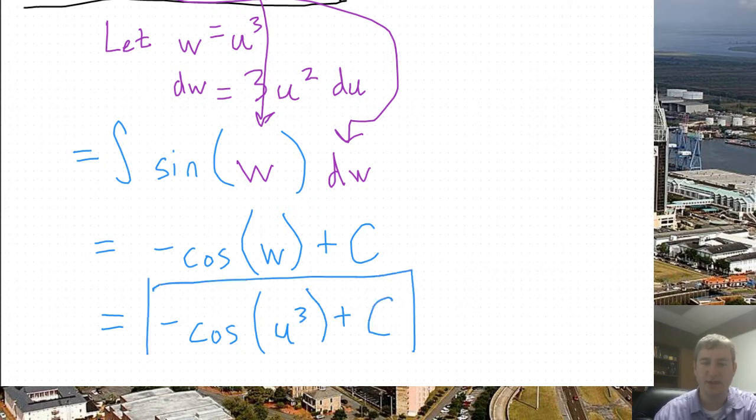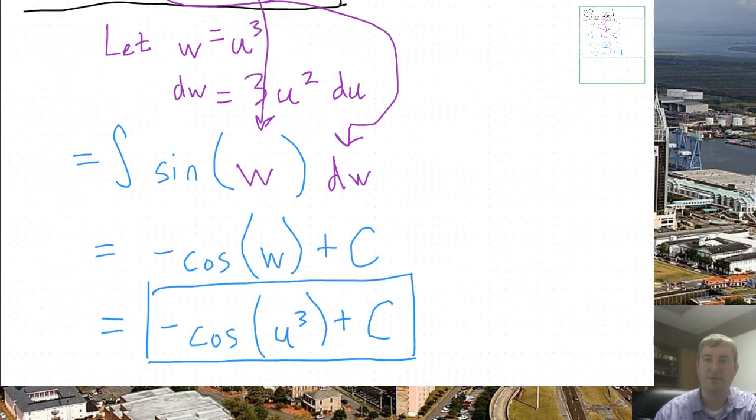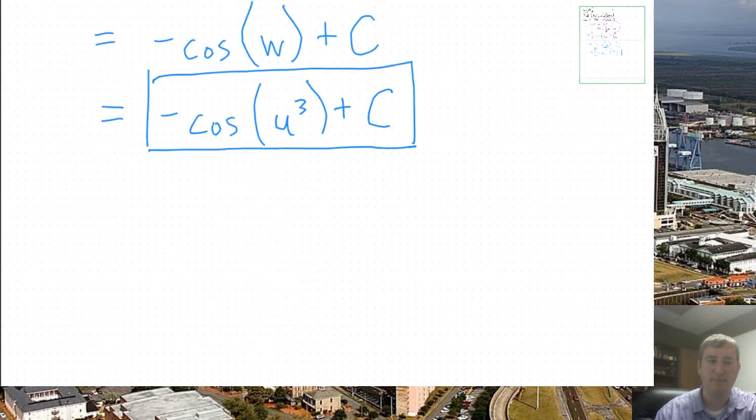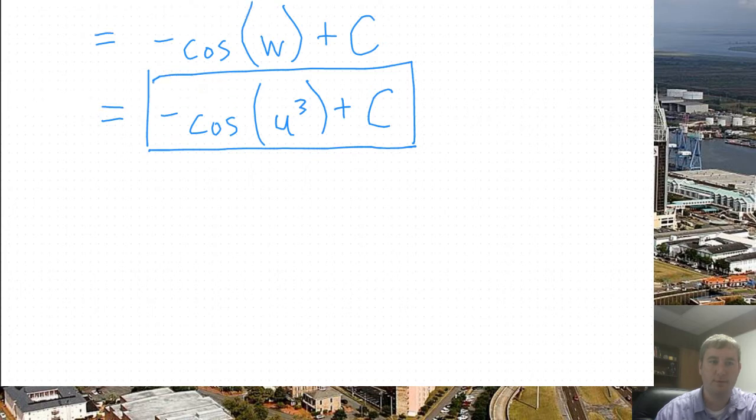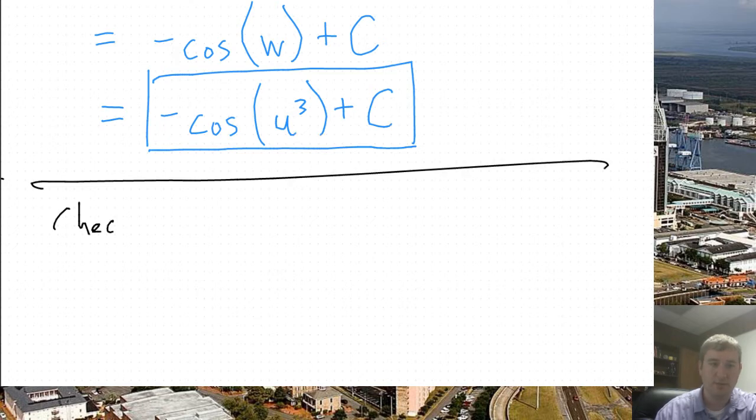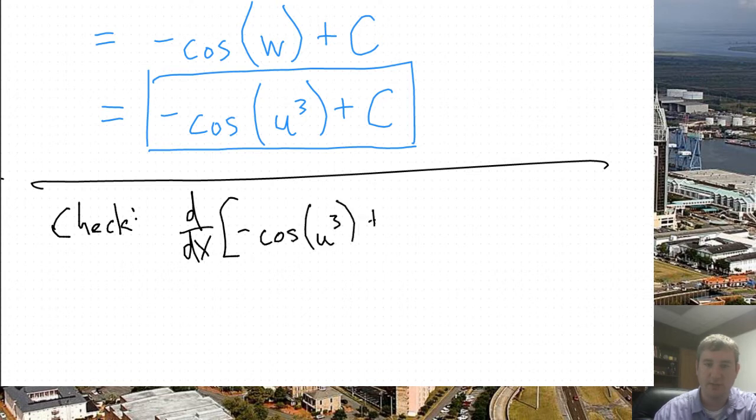You can always check your substitution problems to see if you did that right. So let's go ahead and do that. It's an optional thing, but I'll give it a try. So if I'm going to check it, I'll just take the derivative of negative cosine u cubed plus c. Of course, constant has a zero derivative when it's by itself. Constant multiples come down. Constants by themselves, though, go to zero.